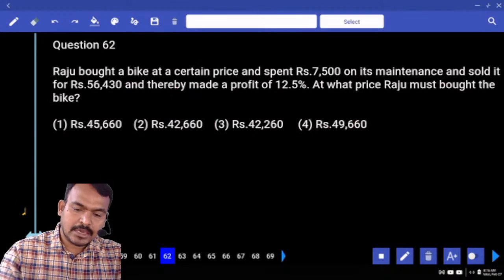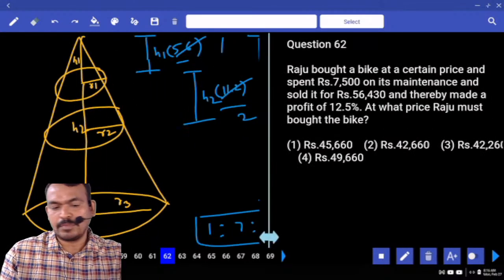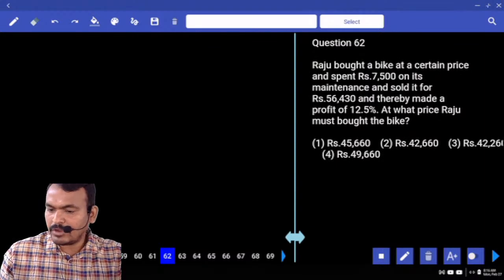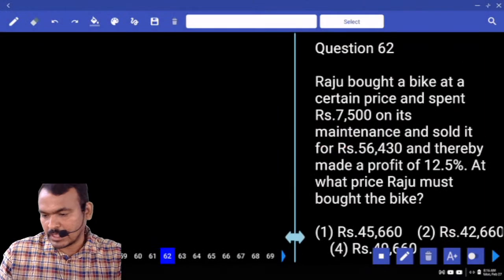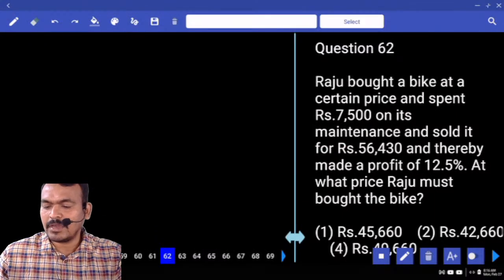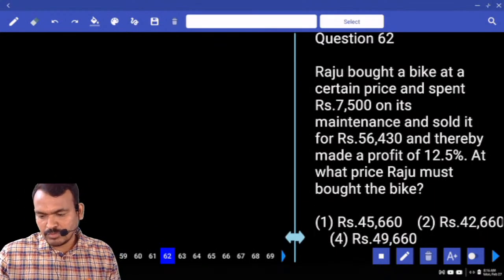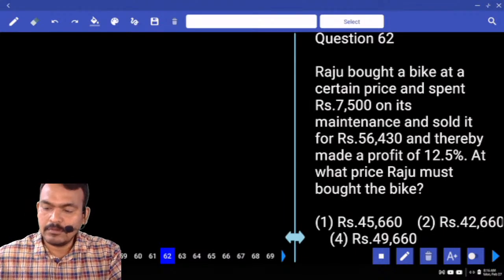Raj bought a bike at a certain price and spent 7,500 rupees on its maintenance, then sold it for 56,430 rupees, thereby making a profit of 12.5%. What price must Raj have bought the bike for?